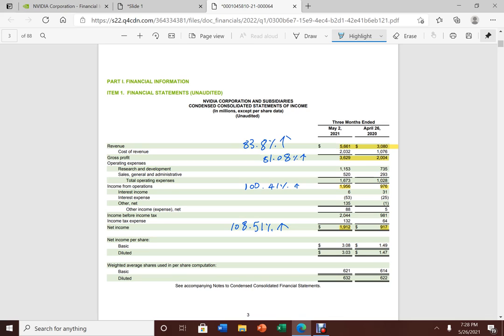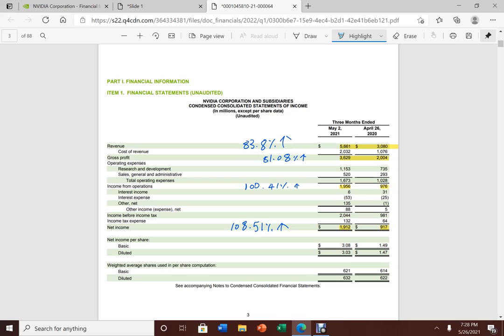A lot of this is driven by stay at home orders and also working from home, which caused a lot of increase in demand for technology services. That's why we see NVIDIA had a big increase in revenue. And also, gross profit has increased nicely, 81.08%. Gross profit increased just as much as revenue, which is a good sign.